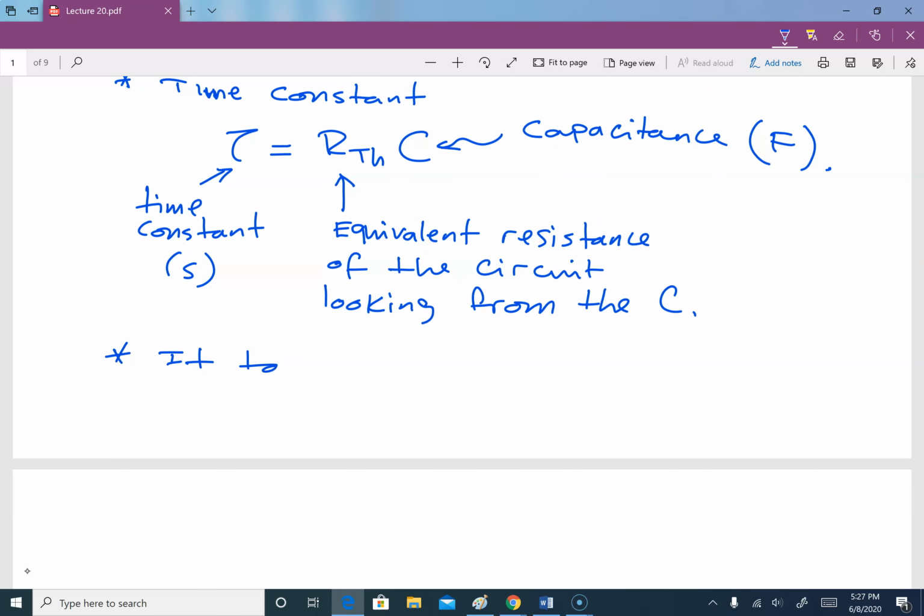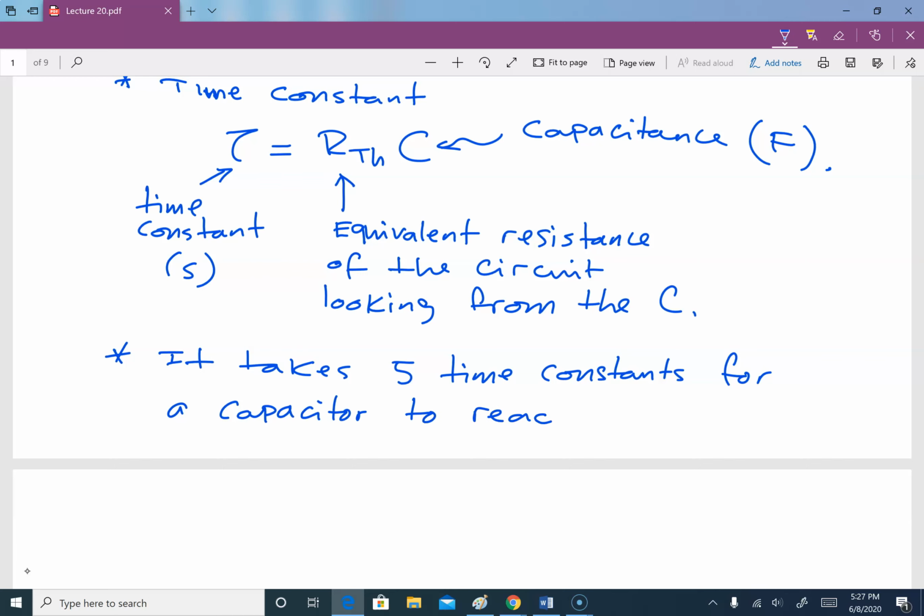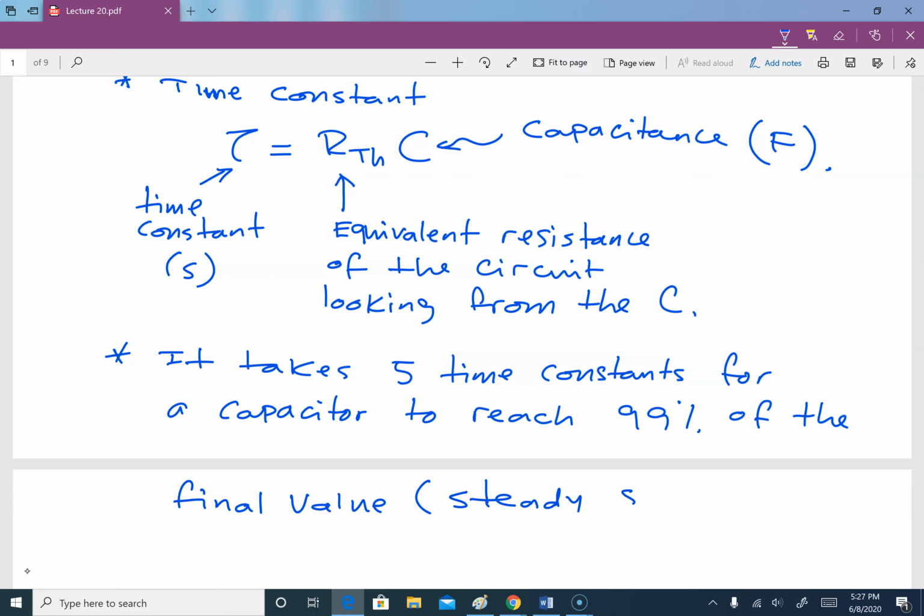It takes 5 time constants for a capacitor to reach 99% of the final value. What we mean by that is, to reach steady state.